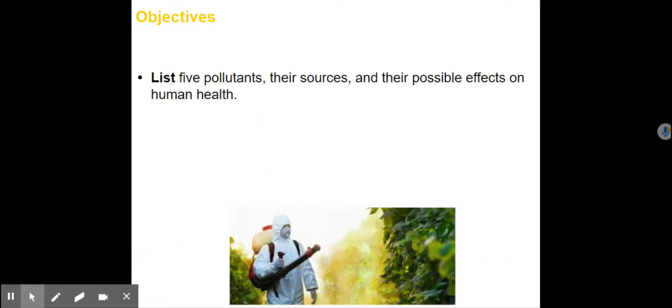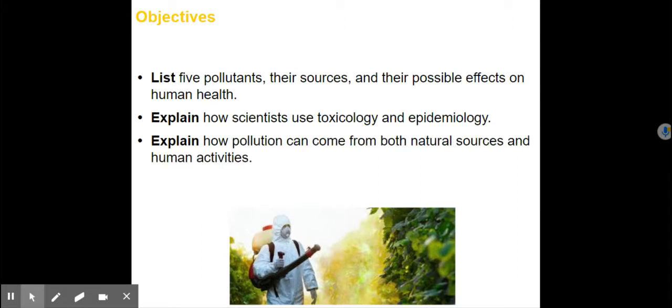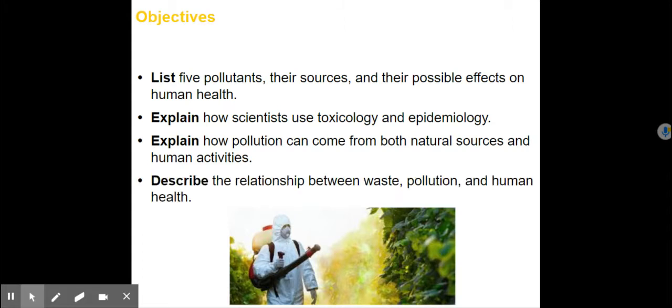Objectives. List 5 pollutants, their sources, and their possible effect on human health. Explain how scientists use toxicology and epidemiology. Explain how pollution can come from both natural sources and human activities. Describe the relationship between waste, pollution, and human health.